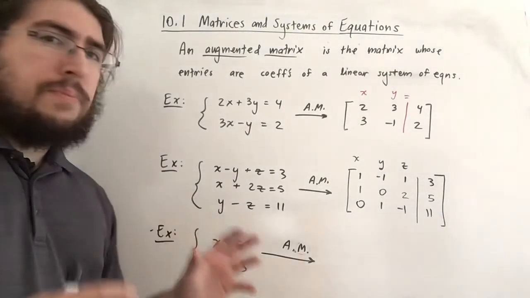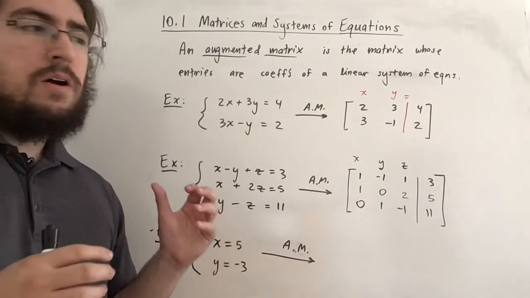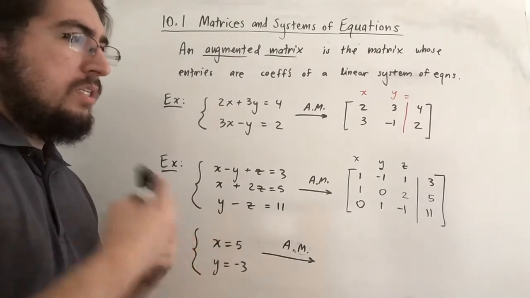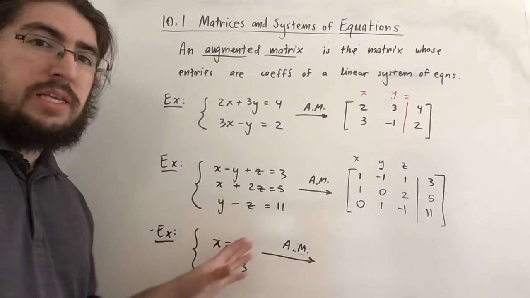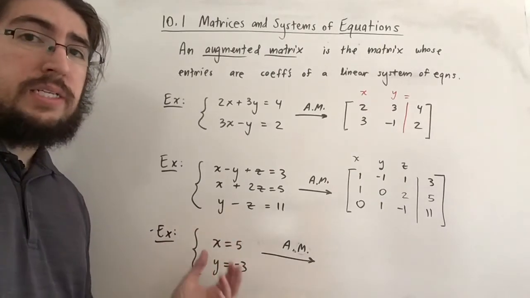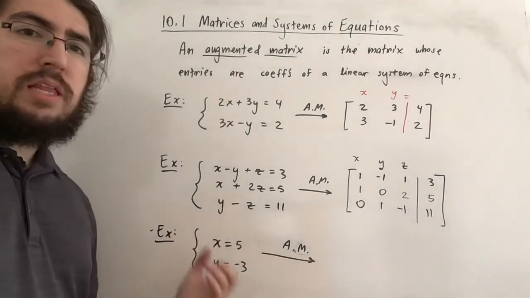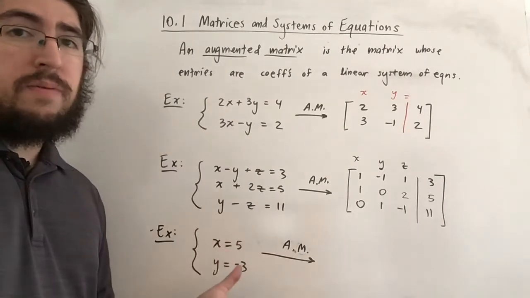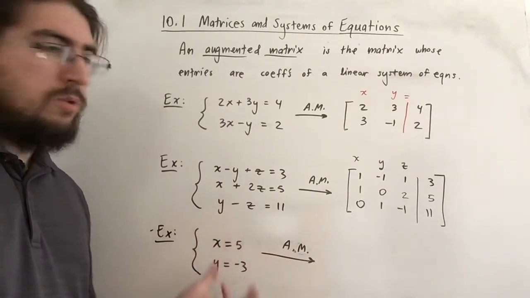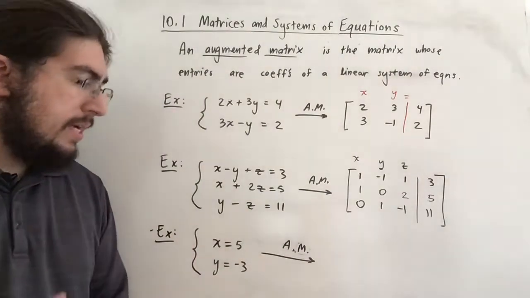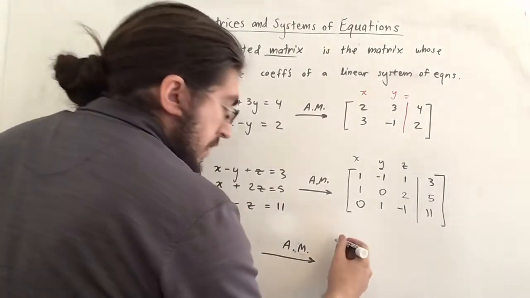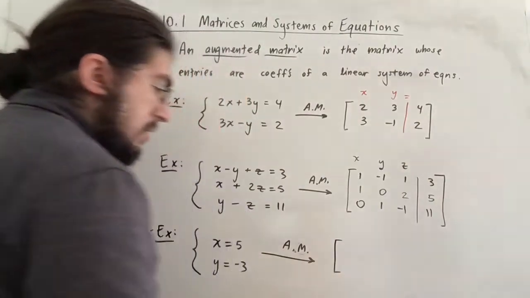But the biggest indicator, I think, of when you stop, as far as how we know we arrived at a solution, is this. Because this system of equations, two equations, is really the solution to a system of equations. Notice the solution is just 5 comma negative 3. X is 5 and y is negative 3. Now, what this corresponds to as far as an augmented matrix is concerned, though, is the following.